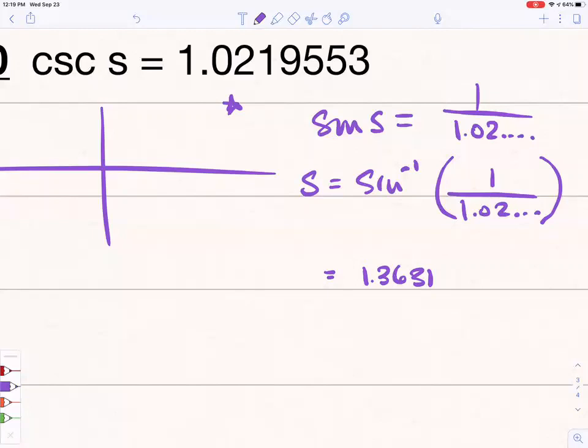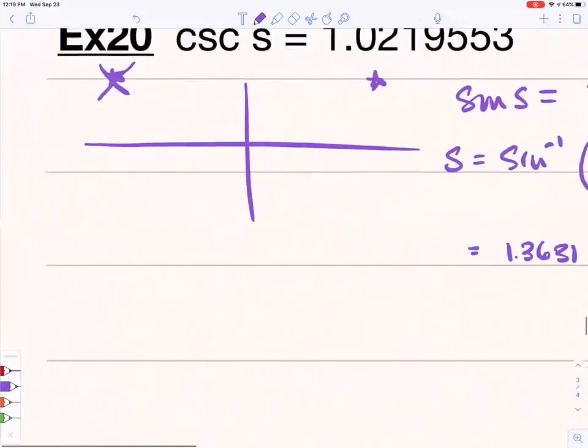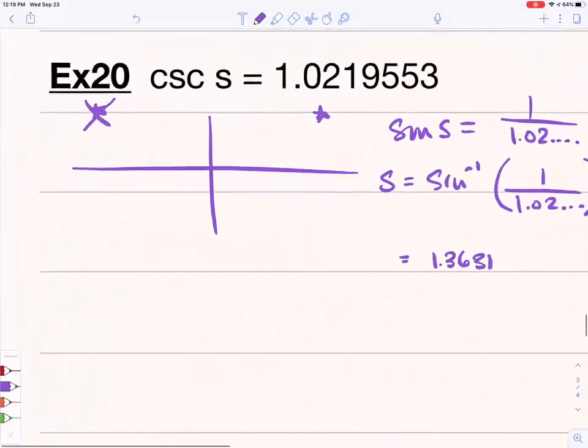And just as a review, if we were in the last section, how would I have gotten my second quadrant angle? Yeah, pi minus that number on the screen. Okay, because both of them were up 1.36 from the x-axis.